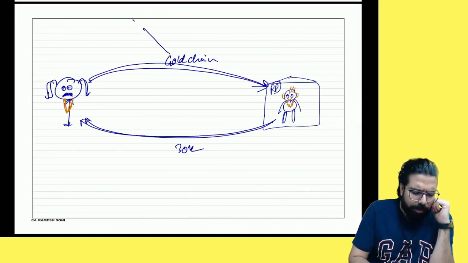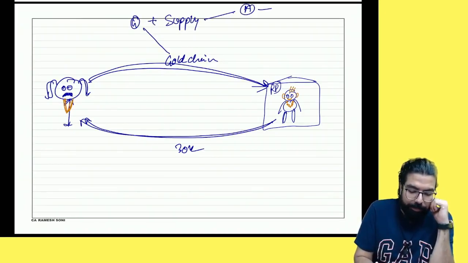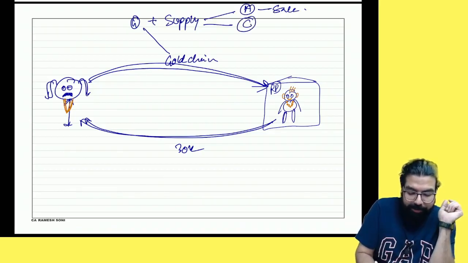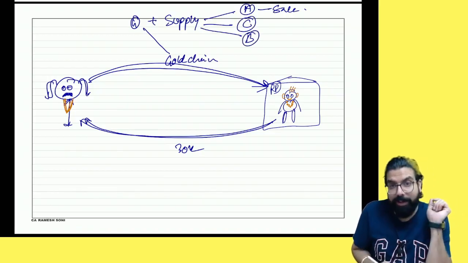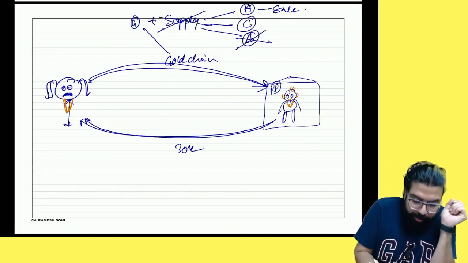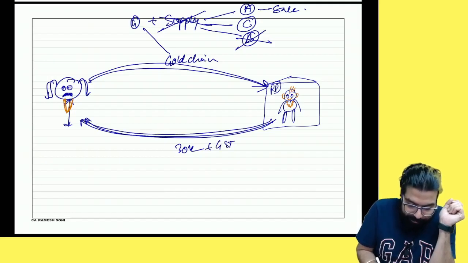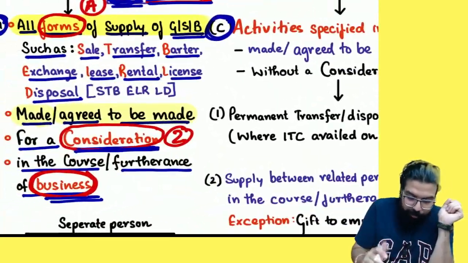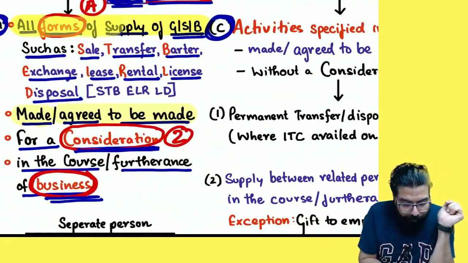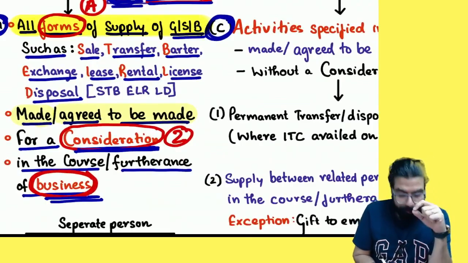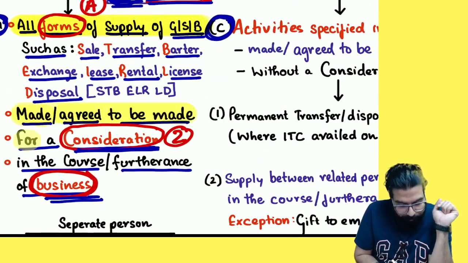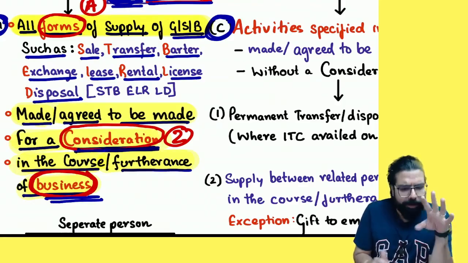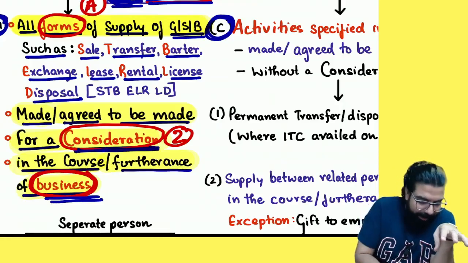Why? Is it goods? Is it supply? One minute. Is it an activity? What activity? Is it for a consideration? Is it her business to sell gold chain and take money? And hence it is not. So will she collect GST? Will she pay GST? People, my question to all of you, is this first point clear? One minute. All forms of supply, any activity made or agreed to be made, in the course or furtherance of, I will talk more about it. Can we move to the next example? Are you guys getting clarity on this?